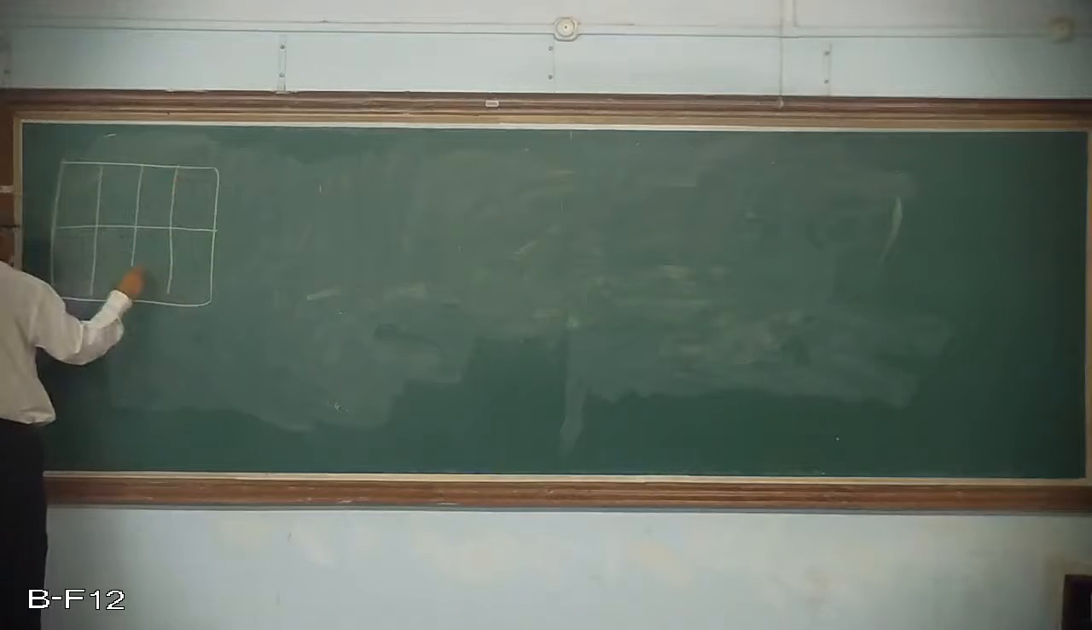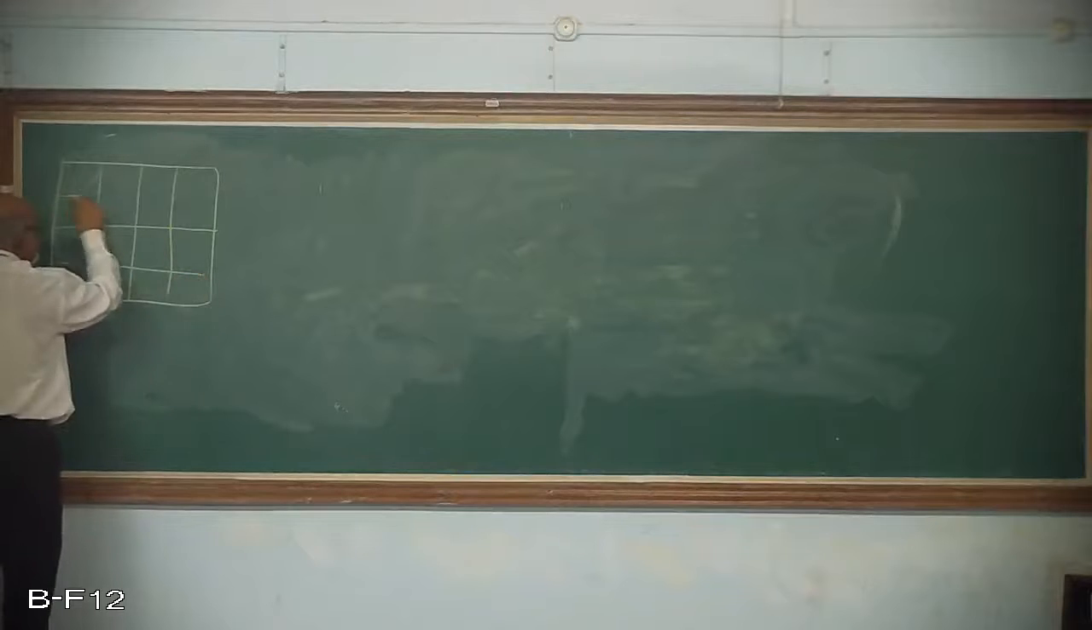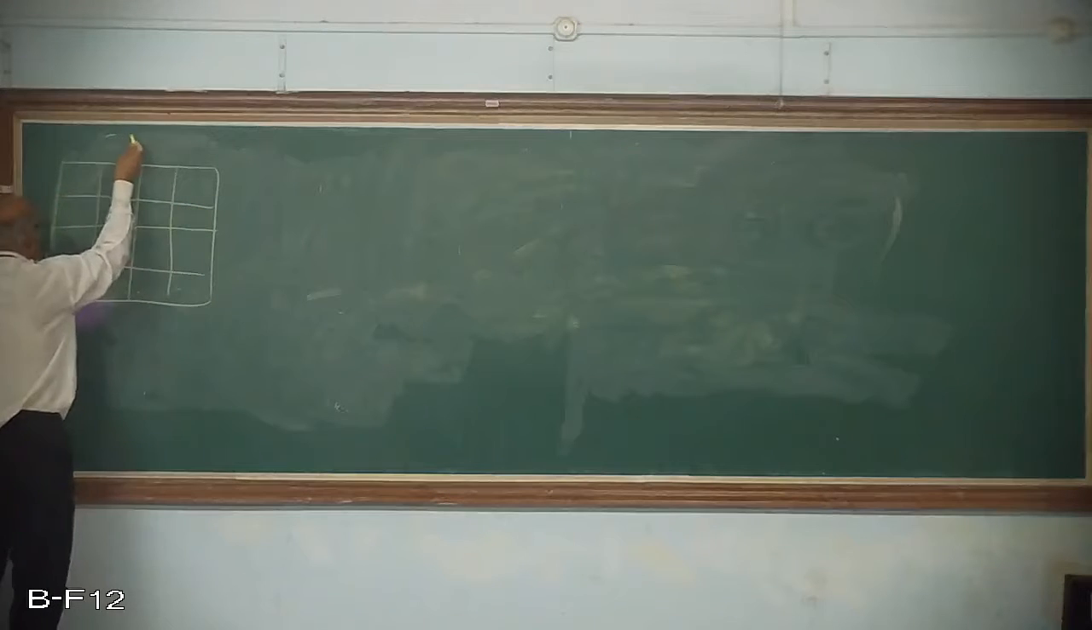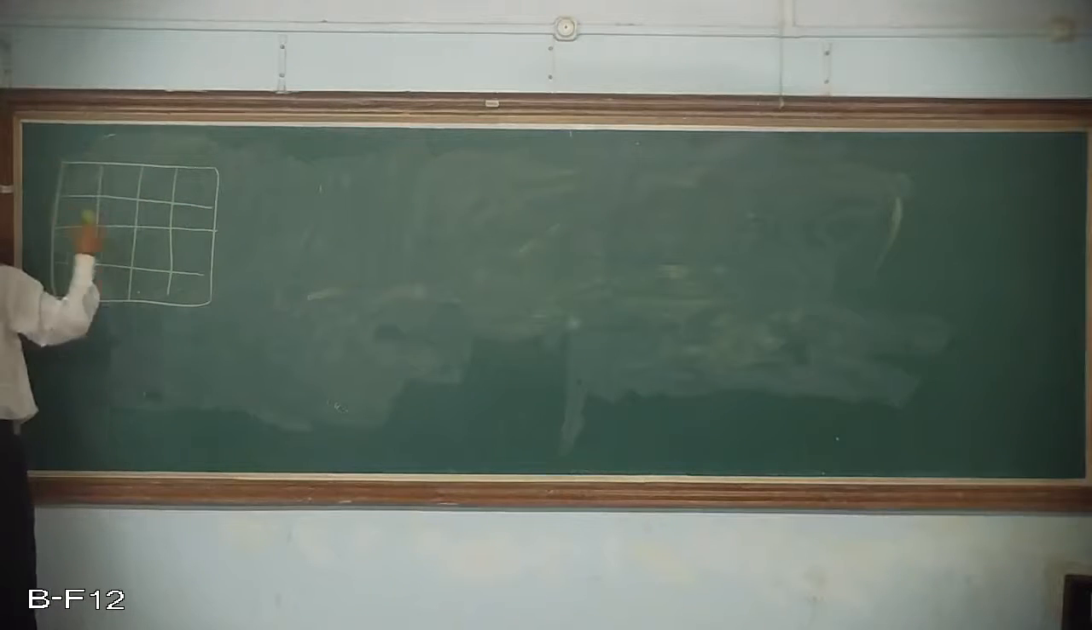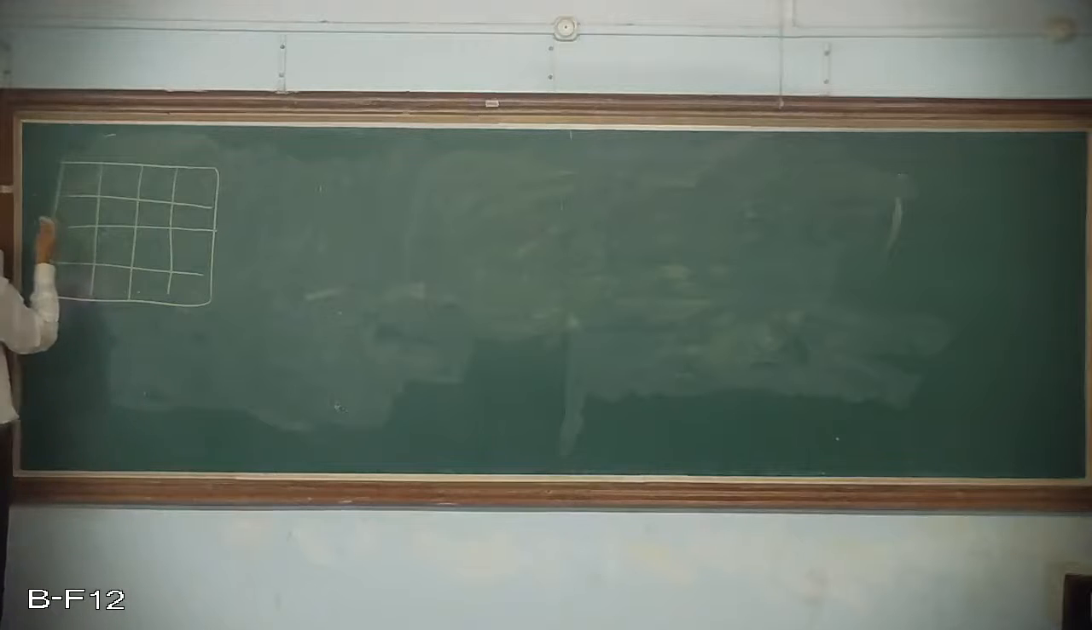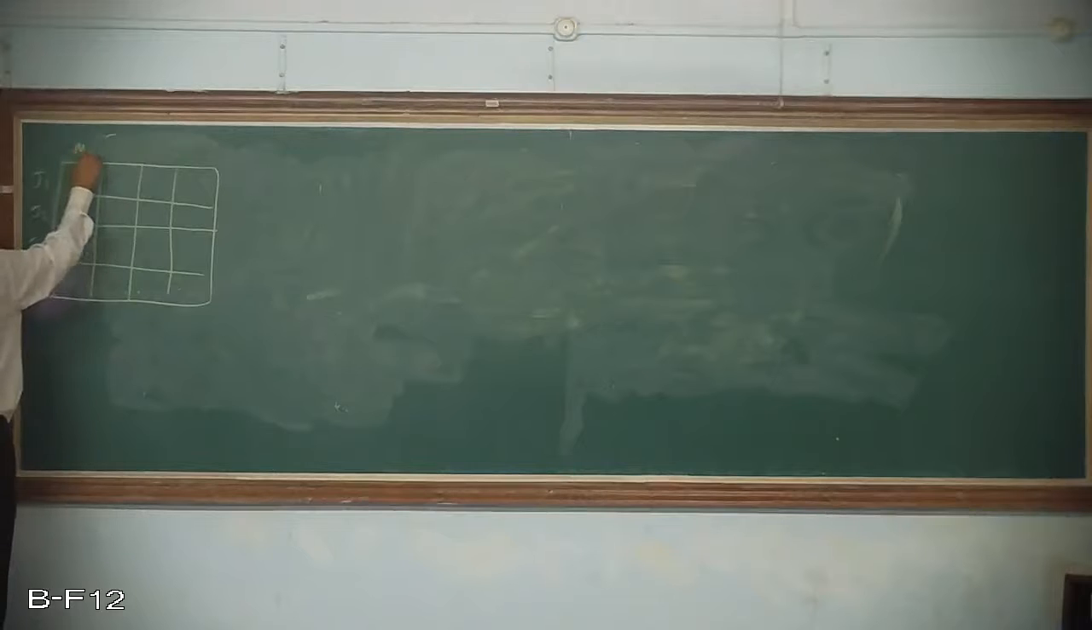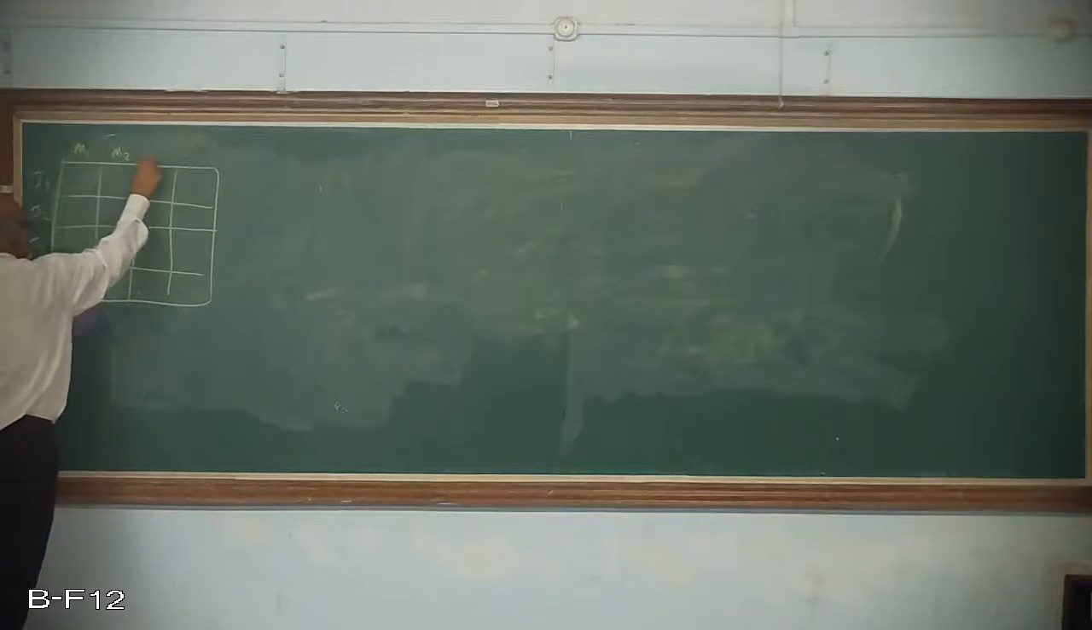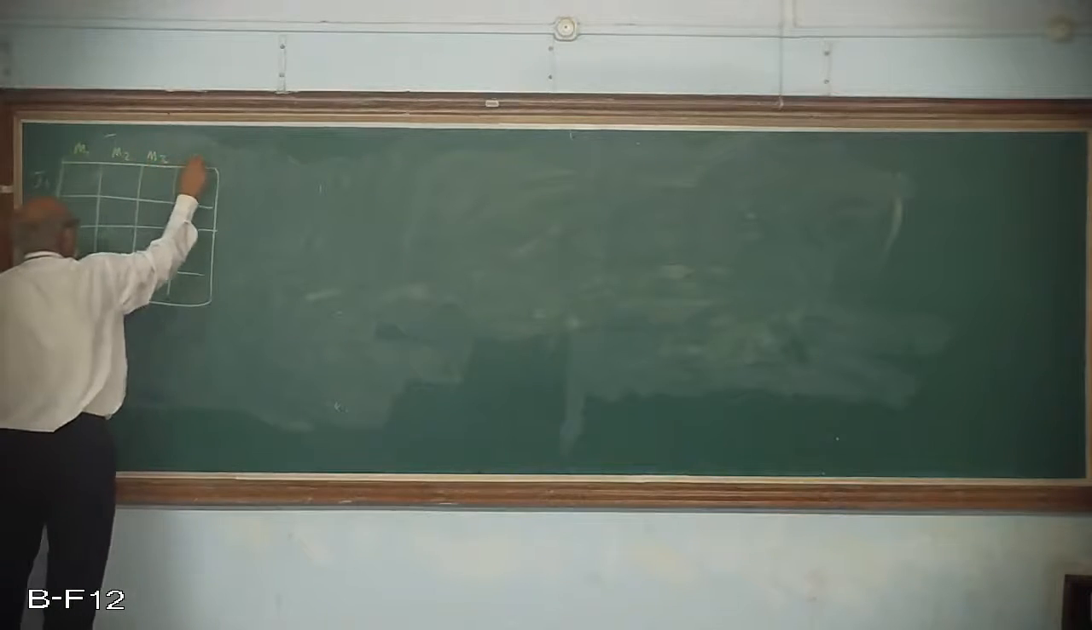Okay, instead of people, now I am taking jobs and machines. So it doesn't make a difference whether you take job here or here, machine here or here. Let me say, this one is job J1, J2, J3, J4. This is machine M1, M2, M3, M4.